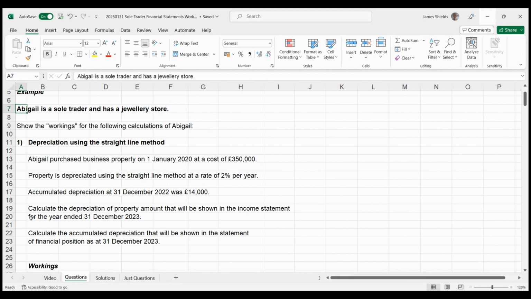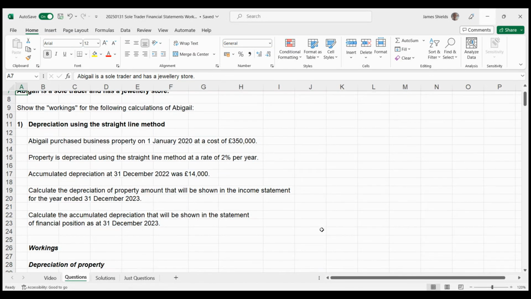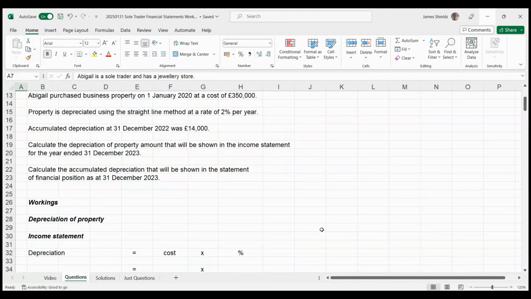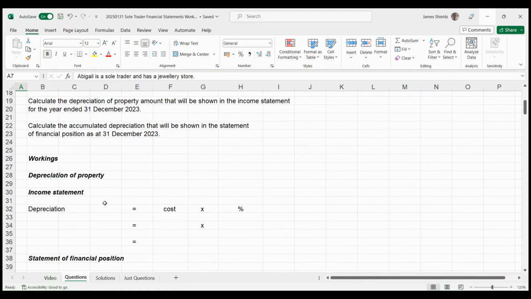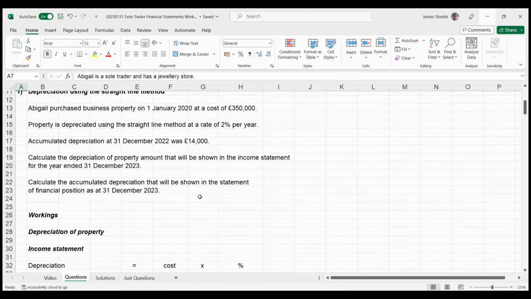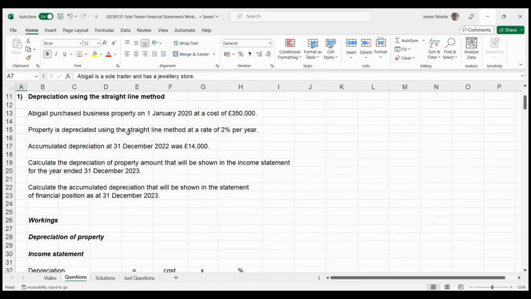Calculate the depreciation of property amount that will be shown in the income statement for the year ended at 31st December 2023. Then calculate the accumulated depreciation that will be shown in the statement of financial position as at the 31st December 2023. Right, so workings, depreciation of property. Now, in the income statement, your depreciation is the straight line method. It says here, straight line method.